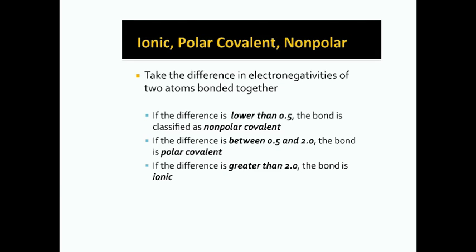If the difference between the two atoms is lower than 0.5, the bond is classified as nonpolar covalent. Basically what that means is the atoms are essentially equally sharing the electrons that are in the middle. If the difference is between 0.5 and 2, the bond is considered polar covalent. What this means is covalently, the electrons are still being shared, but they're being shared in a polar fashion, meaning that there's going to be an unequal distribution of sharing. One of the atoms must be pulling the electrons stronger than the other.